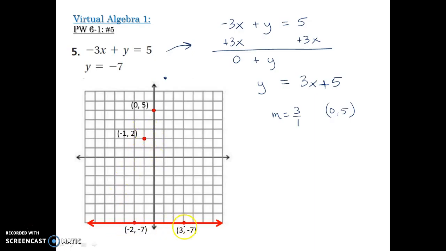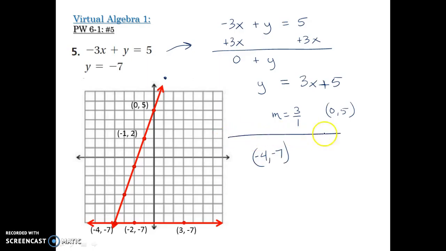Make sure whenever you graph a line, you are showing the coordinates of at least 2 points on that line. So I'm going to count out some more slope here. Down 3, left 1. Down 3, left 1. Down 3, left 1. Hey, that's an important point. That's the point where these lines are going to intersect, and that's at negative 4, negative 7. So these lines intersect at the point negative 4, negative 7.